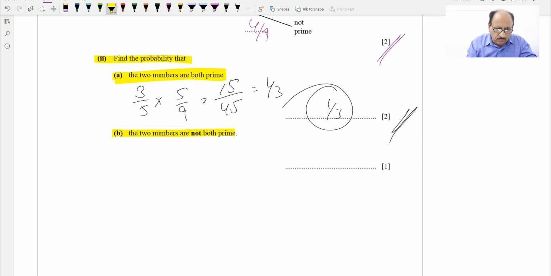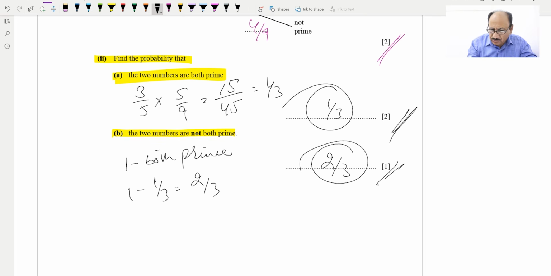Now B part, they are saying the two numbers are not both prime. Not both prime will be what? 1 minus both prime. So this will be 1 minus 1 by 3, so it will be 2 by 3. So our answer will be 2 by 3. This is for 1 mark.